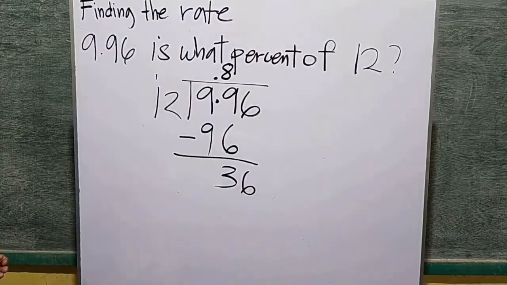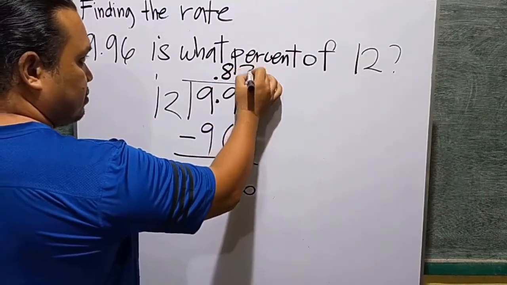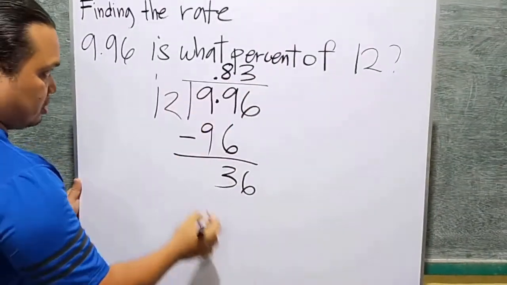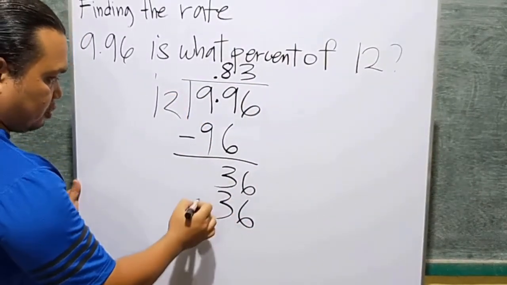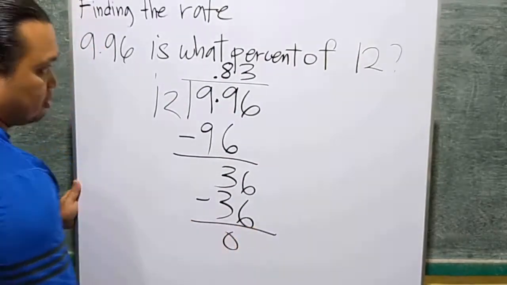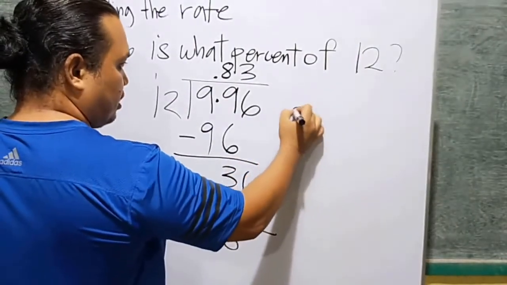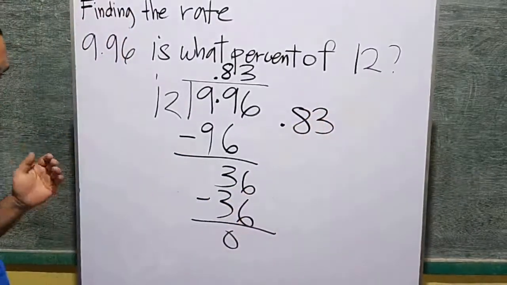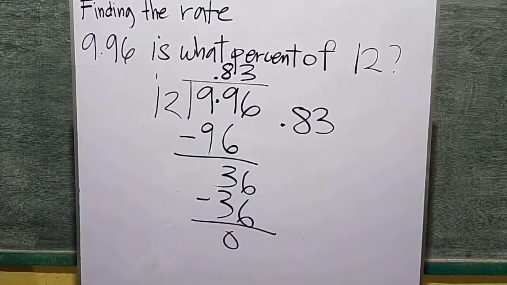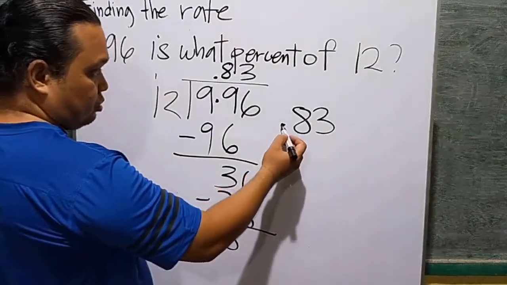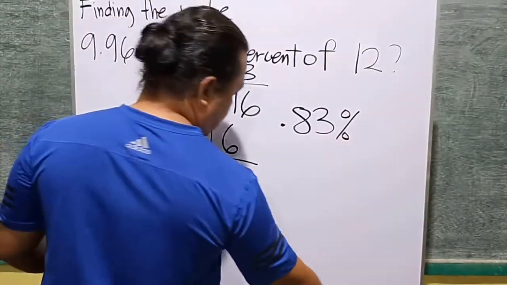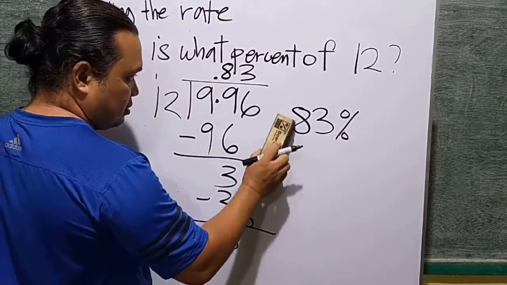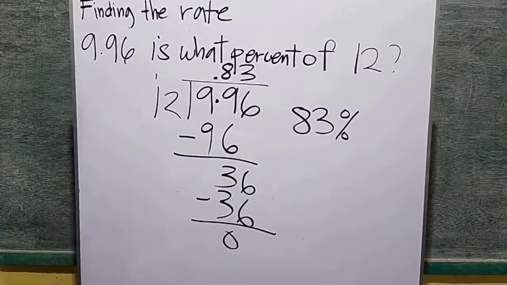Now 36 divided by 12, that's 3, because 3 times 2 is 6, 3 times 1 is 3. So we have 36 minus 36, that's 0. So we have 0.83, a decimal number. Now convert that into a percent. Move the decimal point 2 steps to the right. Change that into a percent sign. Drop the decimal point. So we have 83% for our answer.